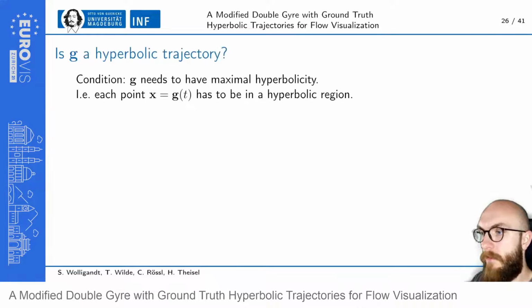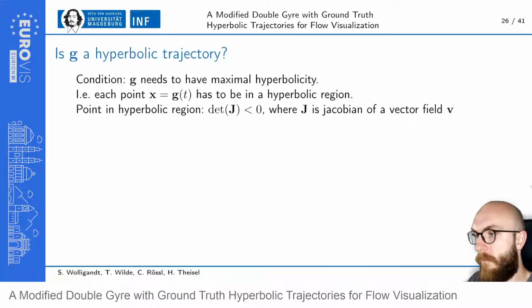Now we can check if the path line g has the special requirement to be a hyperbolic trajectory. The requirement is that it needs to have maximal hyperbolicity. That means that each point of g needs to be in a hyperbolic region. A point is located in a hyperbolic region if the determinant of the Jacobian at this location is negative. The Jacobians on our line g can be described in this way.